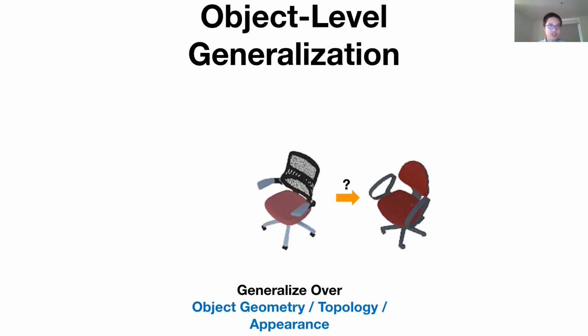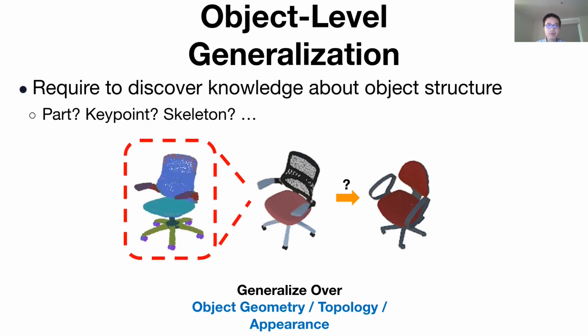Generalizable manipulation skills are quite hard to obtain because we need to generalize over object geometry, topology, and appearances. For example, to manipulate swivel chairs, we must handle test chairs differently from training chairs. This probably requires discovering some sort of knowledge about object structure, like part, key point, or skeleton.